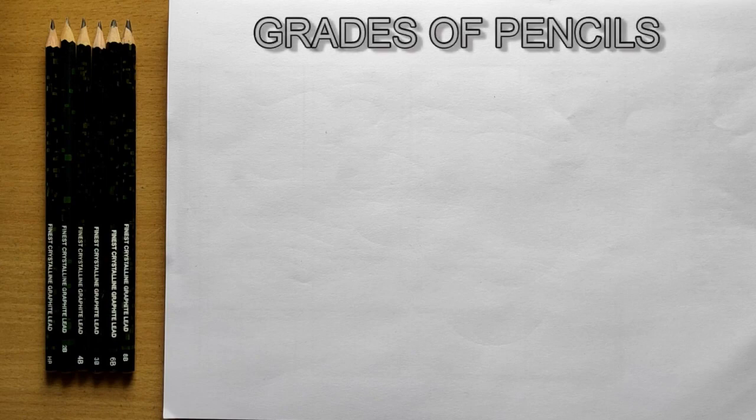Before learning the different methods of pencil shading, let us learn what the different grades of pencils are. You might have already found different numbers like 2B, 2H, 4H or some numbers like this. Why are those numbered like that? These numbers are actually called grades of pencils. Let us see what the different grades of pencils are.